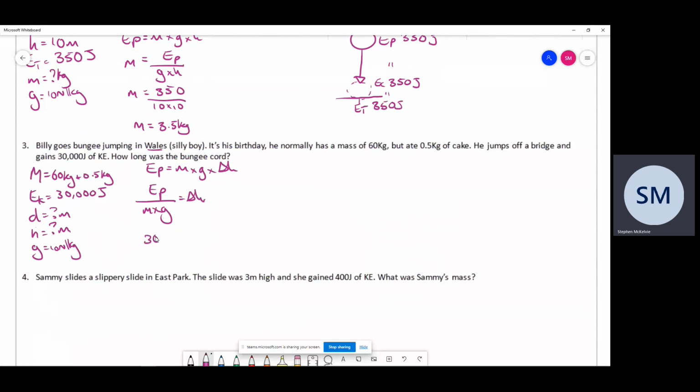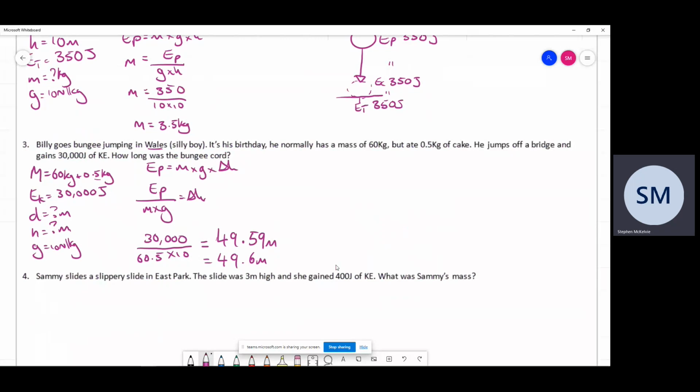Put in my numbers, 30,000 joules over 60.5 times 10. Now for this, I'm first off going to press A over B, then 30,000, and the down arrow, 60.5 times 10. Wow, he jumped 49.59 meters, the brave lad. Now because we got it in 1 decimal point up here, I'm going to return it in 1 decimal point as well, 49.6 meters.